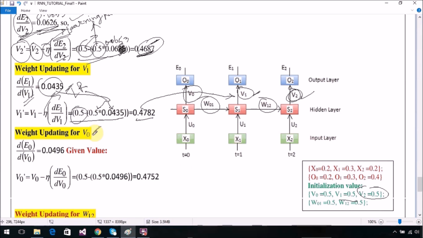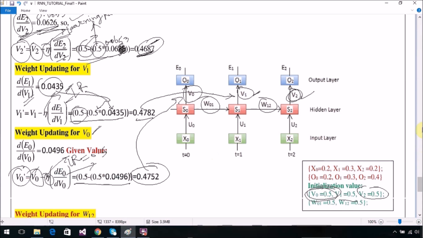Similarly, we can update the value for V0. This is the updated weight of V0. This is the old weight of V0, which is 0.5, and this is the learning rate, similar to the one used here. We use it as 0.5. The partial derivation of E0 with respect to V0. After putting all these values, we will get this value. So this is the new weight of V0.